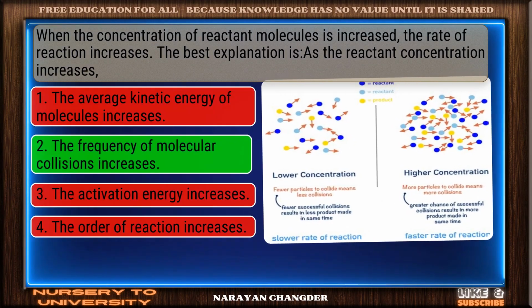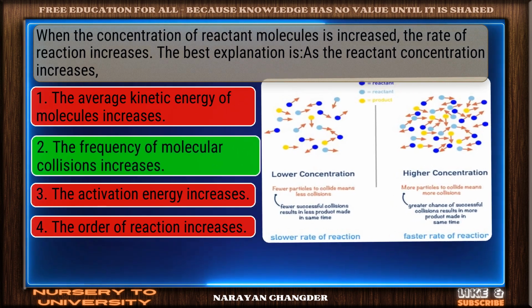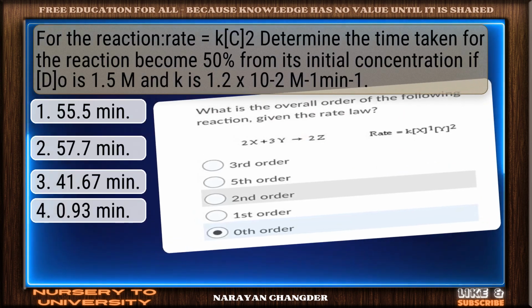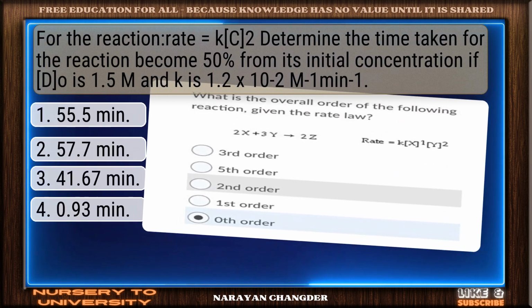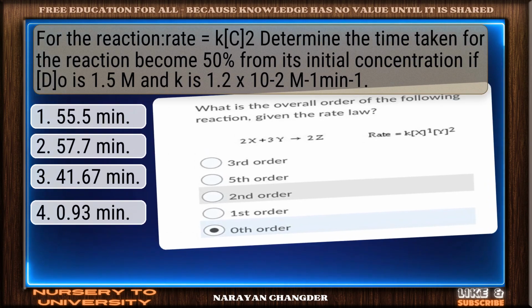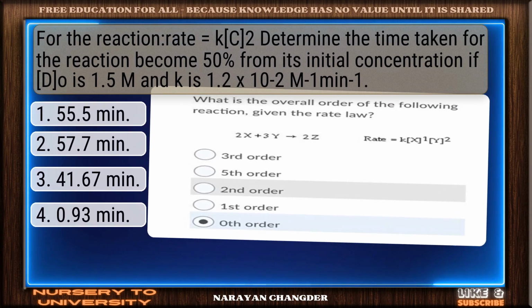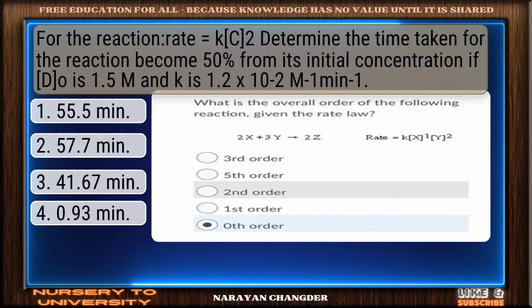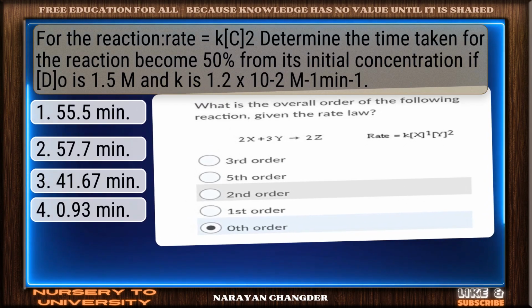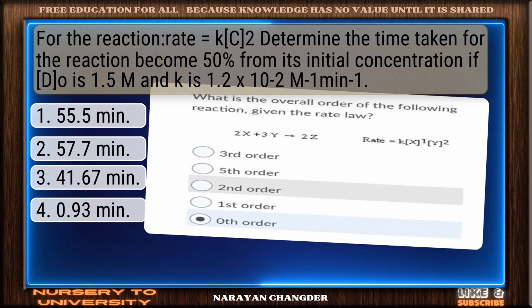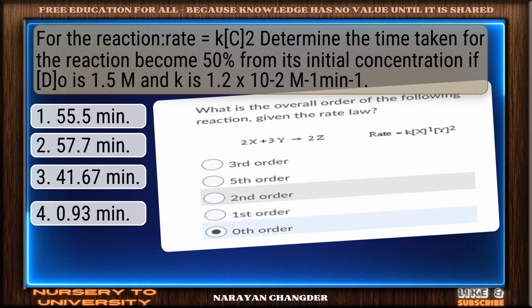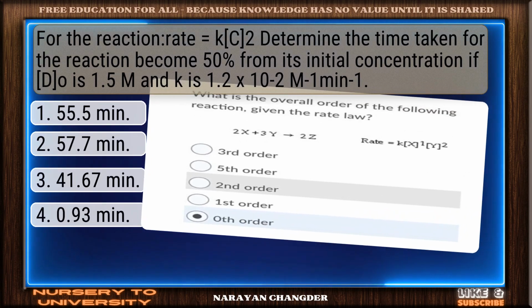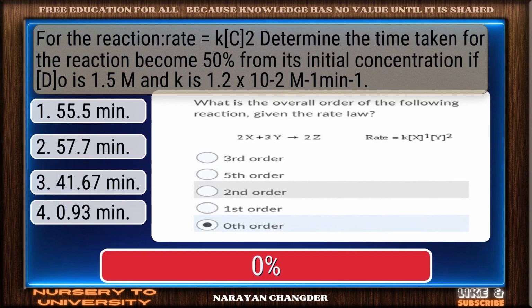Nailed it. The frequency of molecular collisions increases. For the reaction, rate equal to k[A]², determine the time taken for the reaction to become 50% from its initial concentration if a is 1.5 min and k is 1.67. Option 1, 55.5 min. Option 2, 57.7 min. Option 3, 41.67 min. Option 4, 55 min.